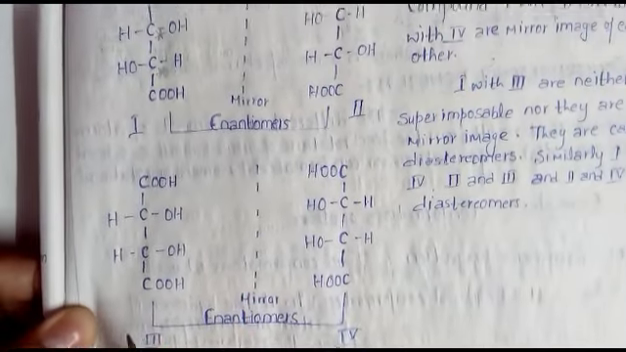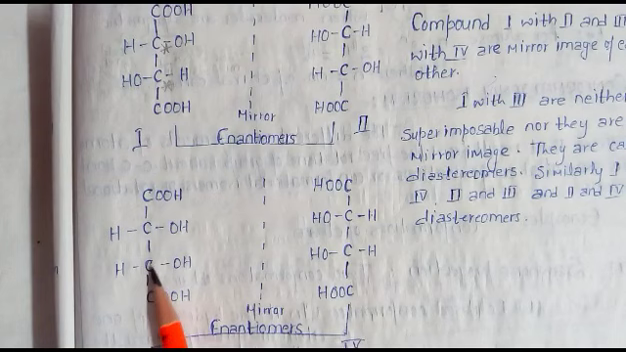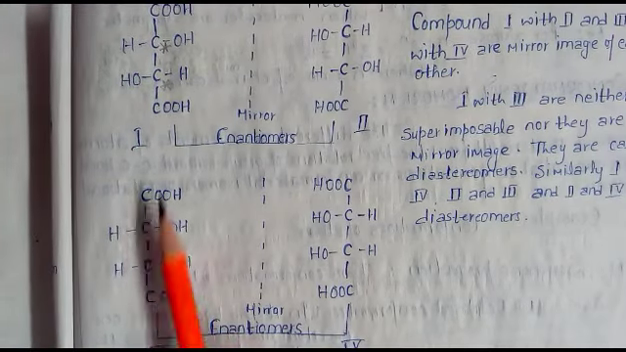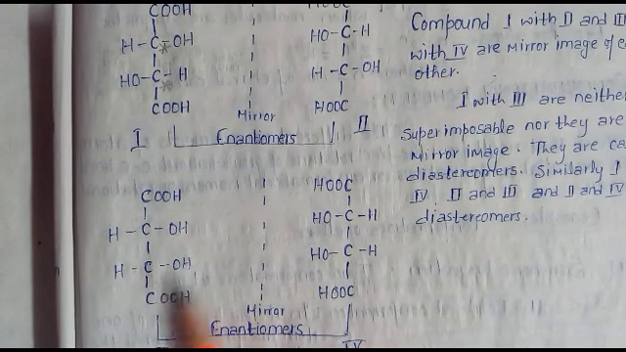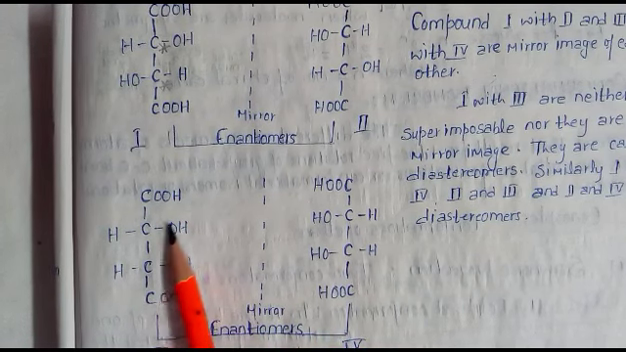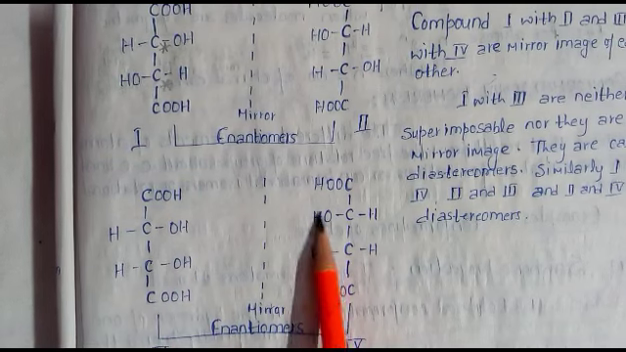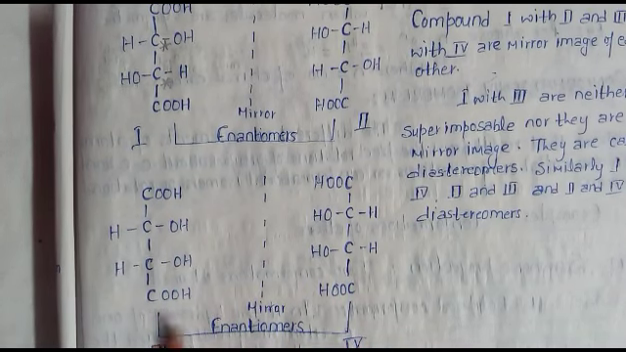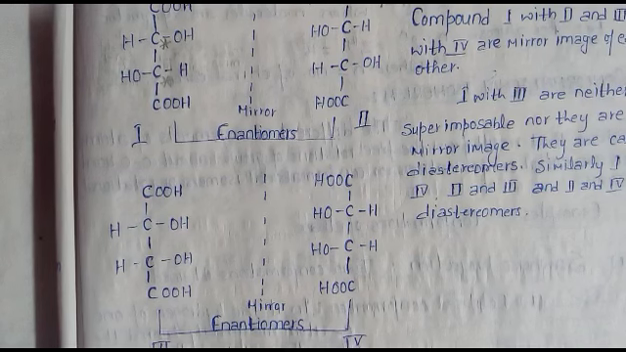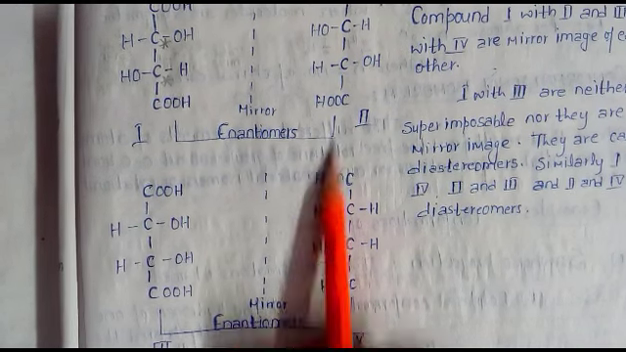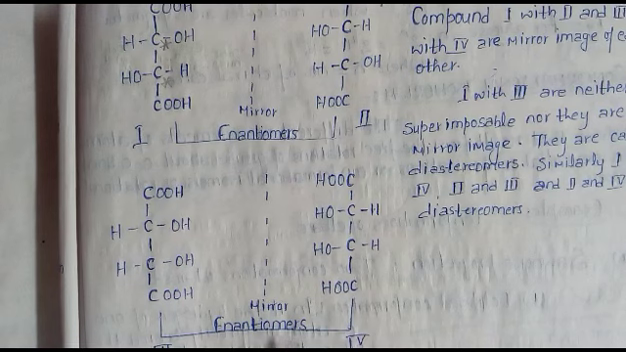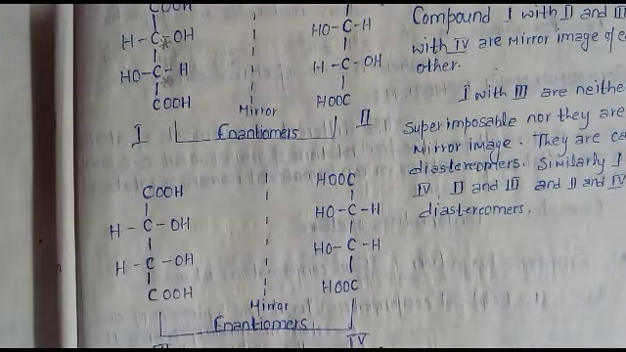Now come to another structure of the same molecule. In this case also the molecular formula is the same; 1 and 3 have the same molecular formula, and the non-superimposable mirror image is like this, with the OH groups at the second and third carbon on the other side. It means these two, the third and fourth structures, are also enantiomers. All these molecules have the same molecular formula, and these two pairs are the enantiomeric pairs.